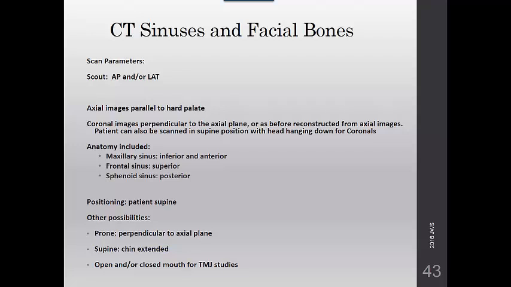Requesting physicians may order a TMJ CT. These would fall under the facial bone category and be limited to the area of interest, which of course would be the TMJs. On those, you're going to do axial and coronal thin sections of 1 to 3 millimeters. And it's recommended that they're performed in the open and closed mouth positions.